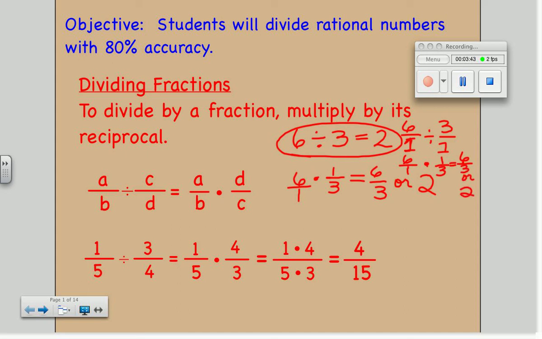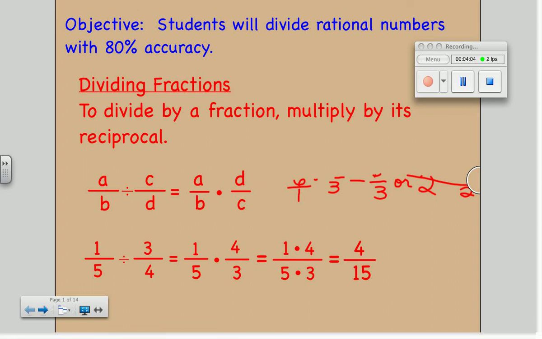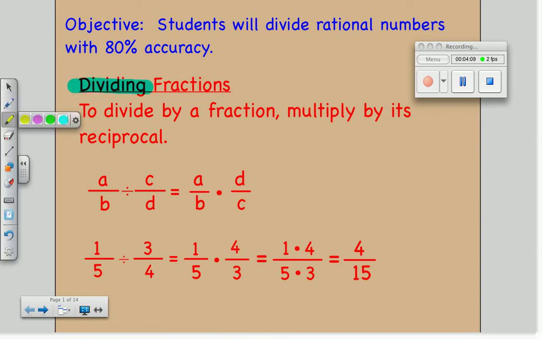Same answer. So I just changed this division problem to a problem with fractions and a problem with multiplication and got the same answer every time I did it. Okay? So what I want you to write here is, dividing fractions multiplied by its reciprocal. Dividing fractions multiplied by its reciprocal. Okay?